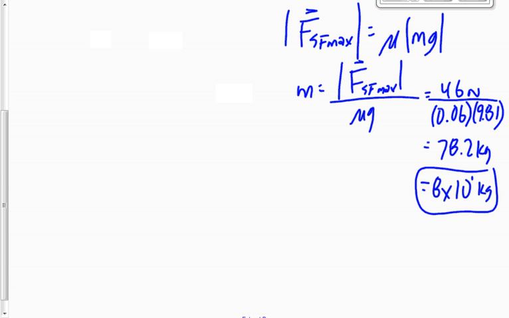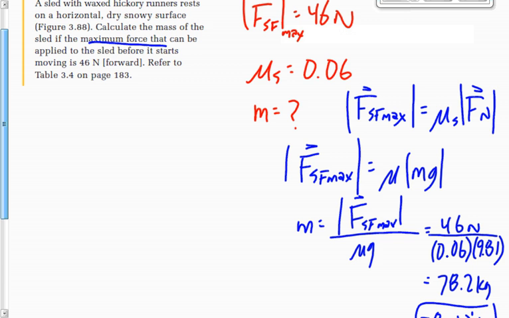Does that make sense for people, that question? I'll tell you the biggest problem people have: recognizing that this is static friction, not kinetic, so that we had to use the 0.06 value as opposed to the coefficient of kinetic friction. Does it make sense why it's static? The force that's applied before it begins to move. That's maximum static.